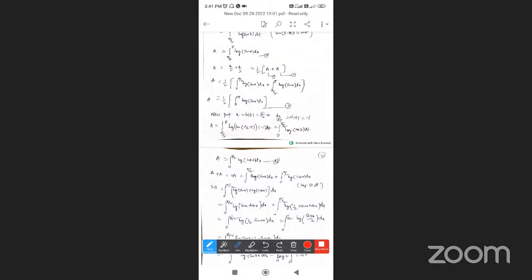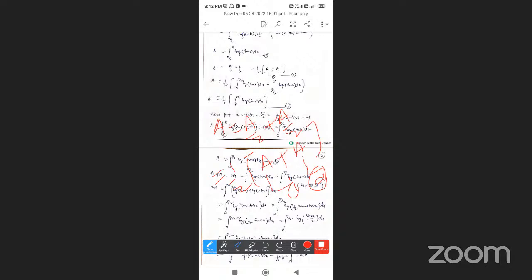A can also be written as A by 2 plus A by 2, with 1 by 2 common, so A plus A. One A value is the first equation and the other A value is the second equation. The first equation is the integral from 0 to pi by 2 of log of sin x into dx, and the second equation is the integral from pi by 2 to pi of log of sin x into dx.